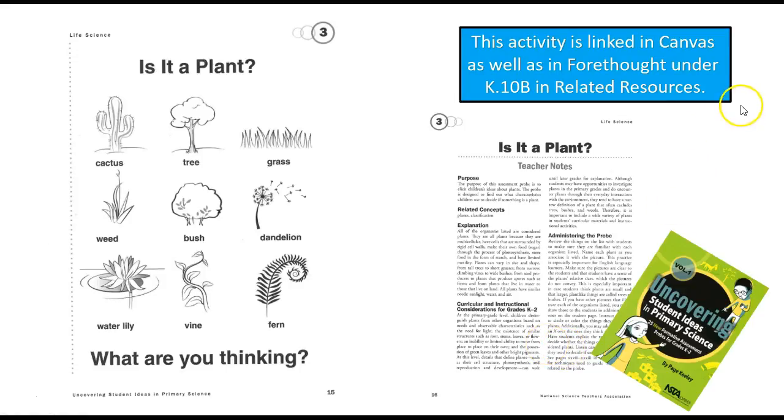I've got this linked in Canvas, so you can go back there and get the PDF copy of it, but I also put it in Forta under the related resources. I'm not sure if I will have the budget to purchase this book for everyone, but there are many, many probes. There's 25 in this particular book, so if you have some grade level money and this looks like something you would like, I would highly recommend getting that. And if you have any questions about where to get that, let me know, but I've linked that also in the unit overview.